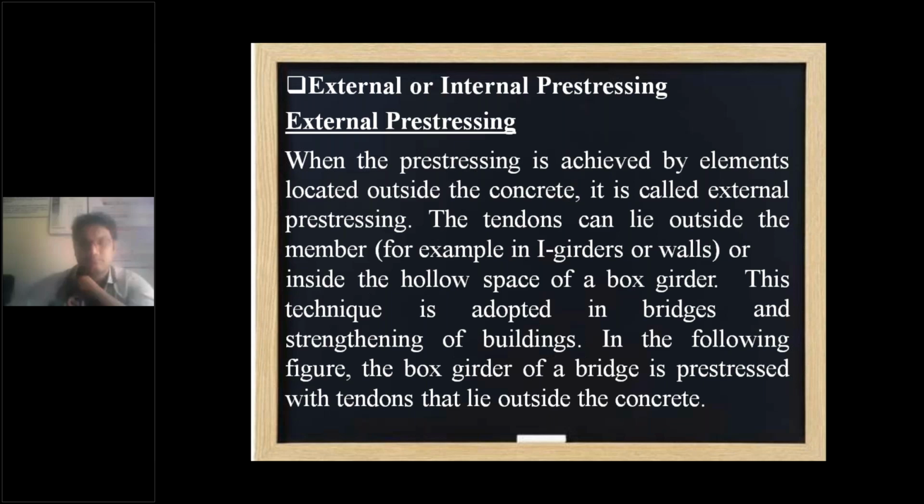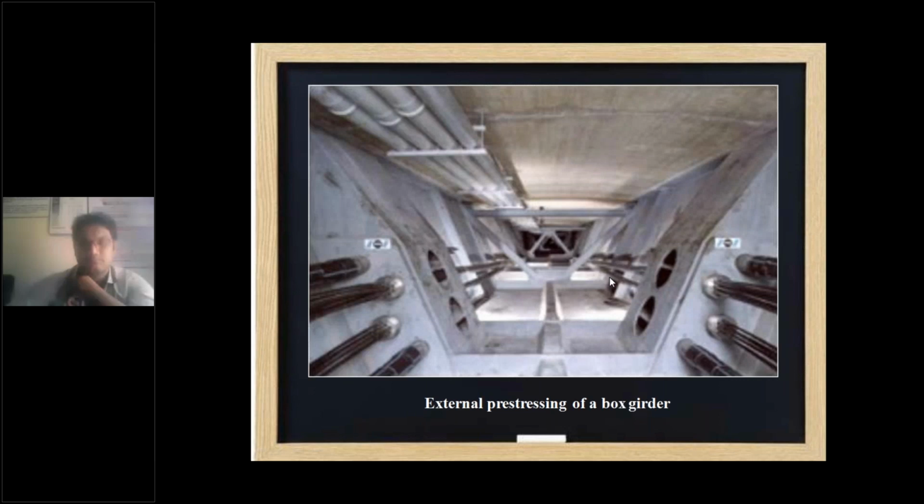I will try to show you one picture. See, this is called a single cell box girder. In the single cell box girder, you can see the strands, right? Whenever you can see the strands, the stressing profile and all, that is called external stressing of a box girder. Internal stressing means you can't see them. Those stressings will happen within the section. Even the duct will be placed inside the concrete. So like that, the external pre-stressing of a box girder is an example.